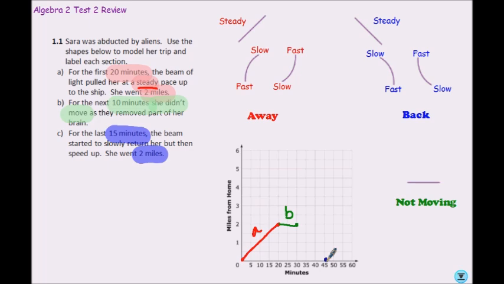And then let's get the shape of this. It says slowly, and then it sped up. Well, if we're on our way back, and we're going slow, that means it's kind of flat at first, and then whew, they dropped her off real fast. So maybe we'll start with a curve, and then we'll drop down real fast there. And so that would be section C.